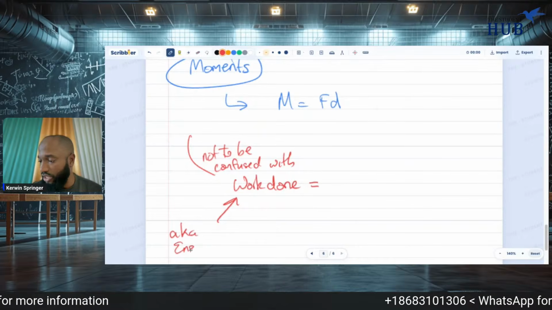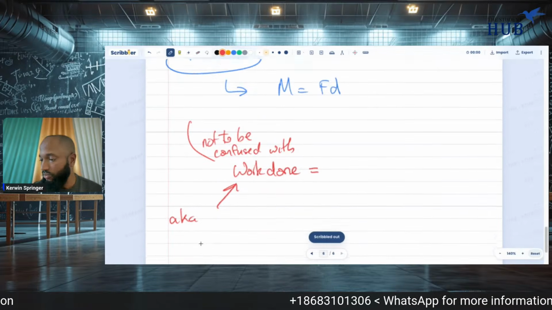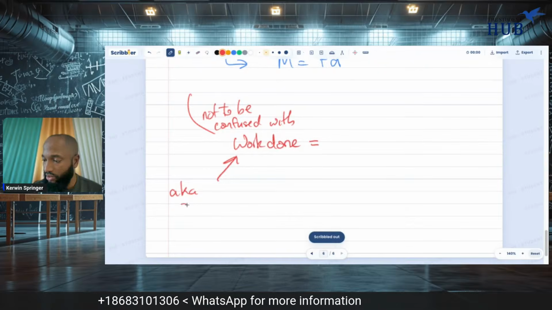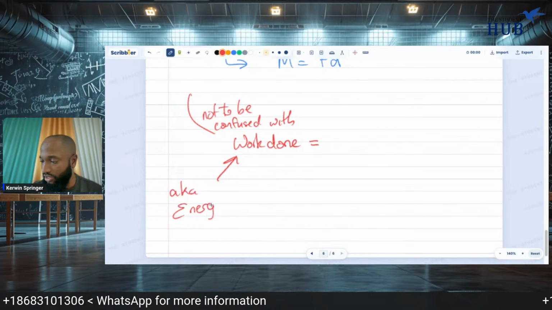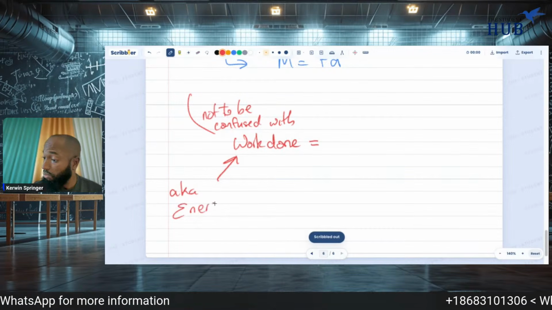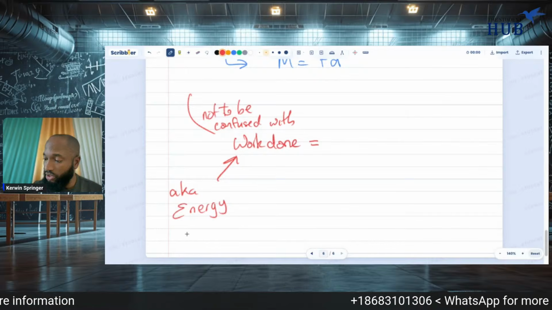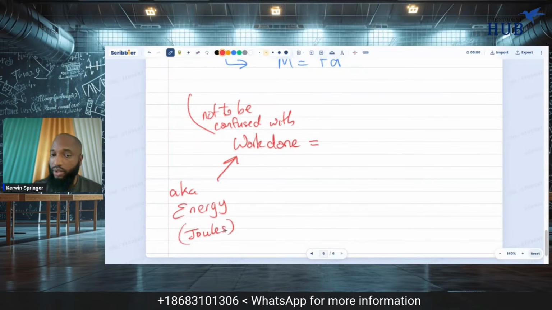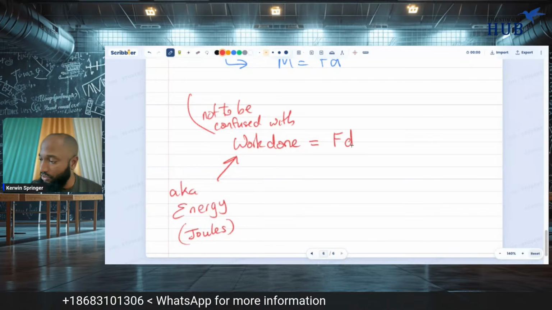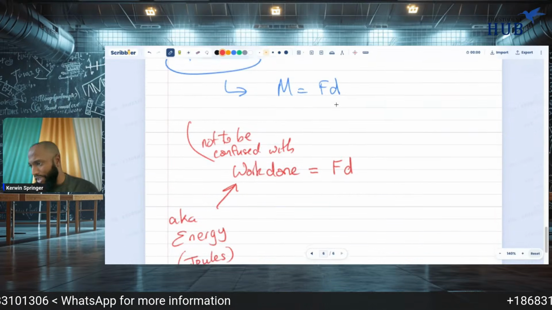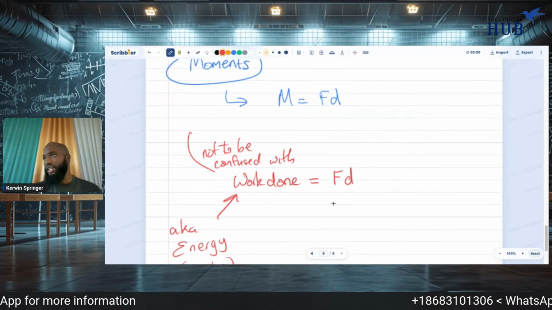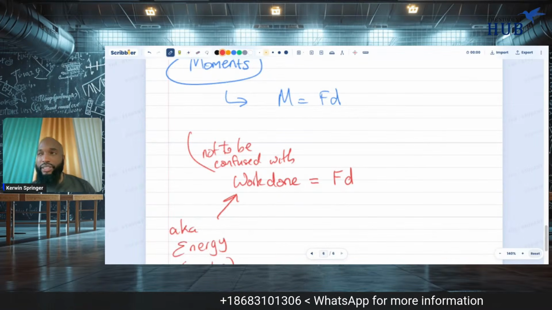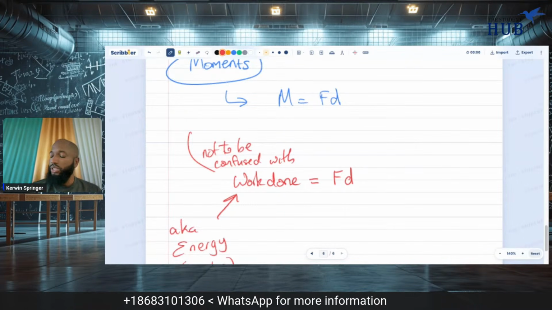And energy is measured in joules. Apparently I can't write energy, it keeps scratching off. And work done is force times distance moved as well. So it's the same FD. Moments is FD and work done is FD. But moments is not energy. Moments is something else. That's a turning effect. So what is the difference here?